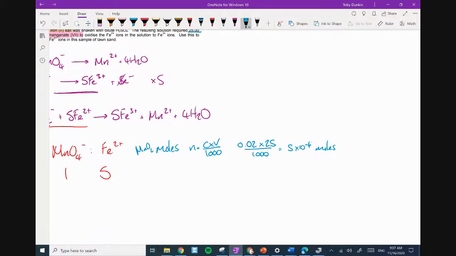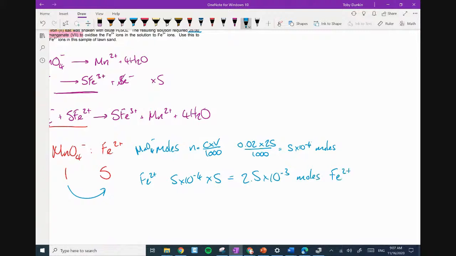That's MnO4 minus. Right, what we can now do is say moles of iron 2 plus. We know the ratio is 1 to 5, so we're going to multiply 5 times 10 to the minus 4 by 5. I'm doing that on the calculator since the number's still there, and I get 2.5 times 10 to the minus 3 moles of iron 2 plus.